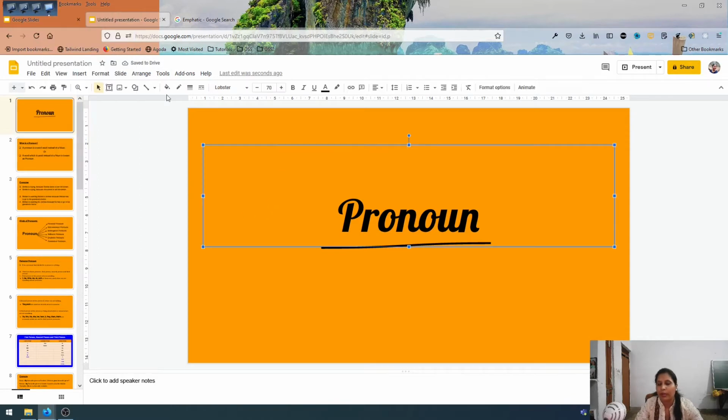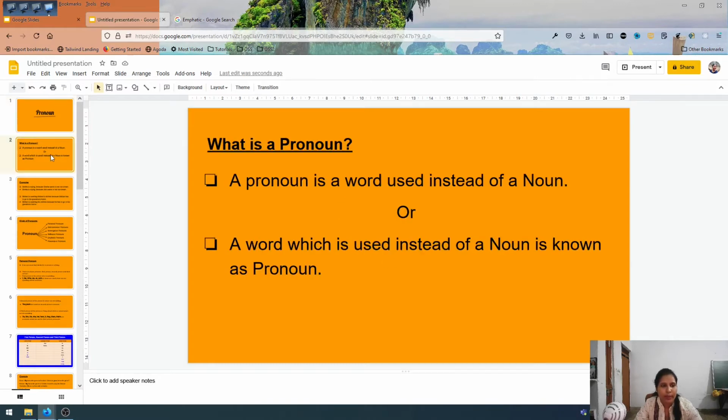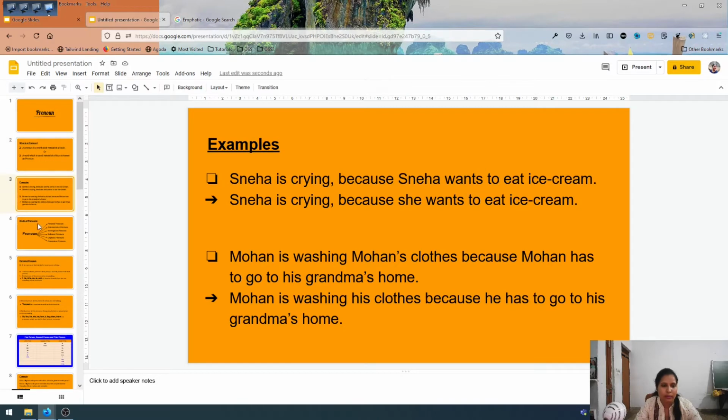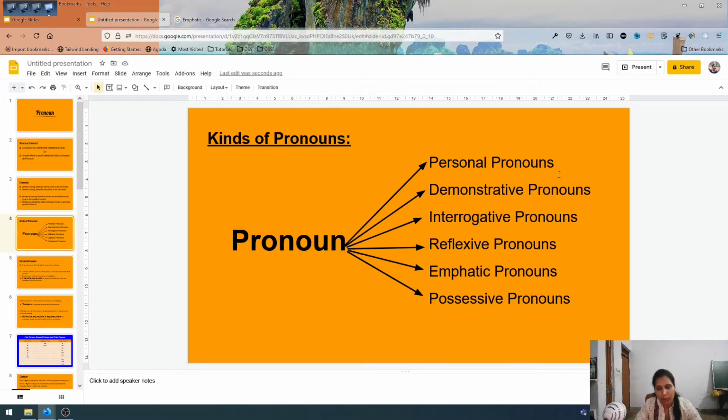So today we are going to continue with pronoun. In our last class also we saw what is a pronoun. So pronoun is a word which we use instead of a noun, and there are 6 types of pronouns, that is personal pronouns and demonstrative pronouns, which we saw in our last class. And today we are going to see what is an interrogative pronoun, reflexive pronoun, emphatic pronoun and possessive pronoun.